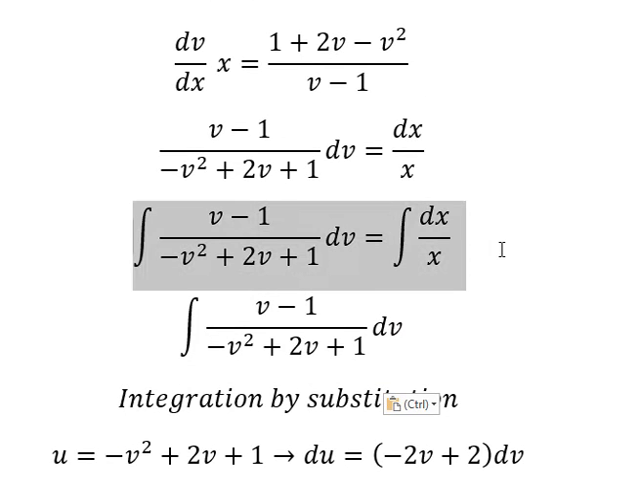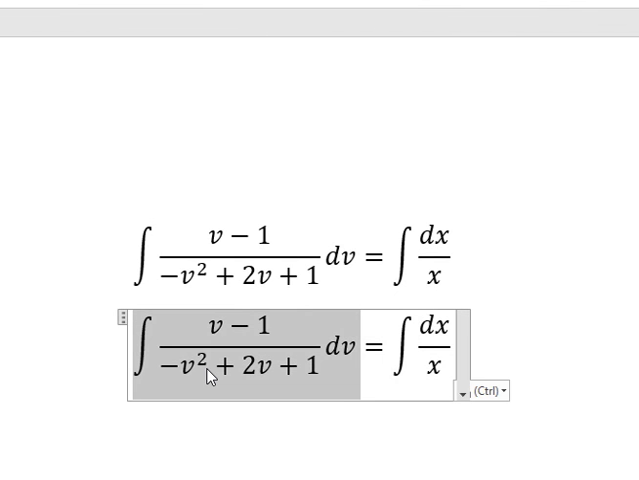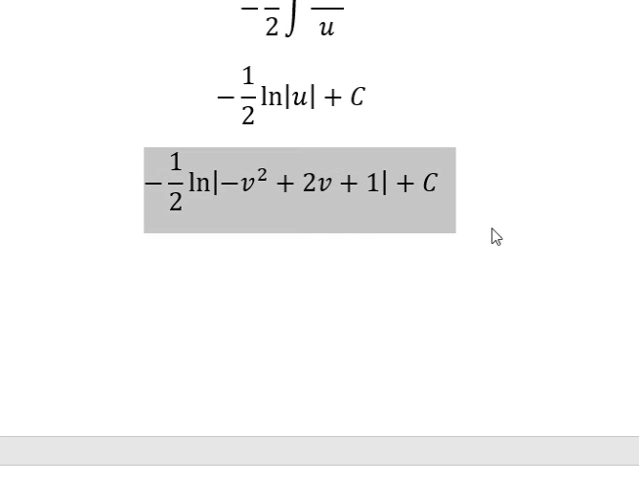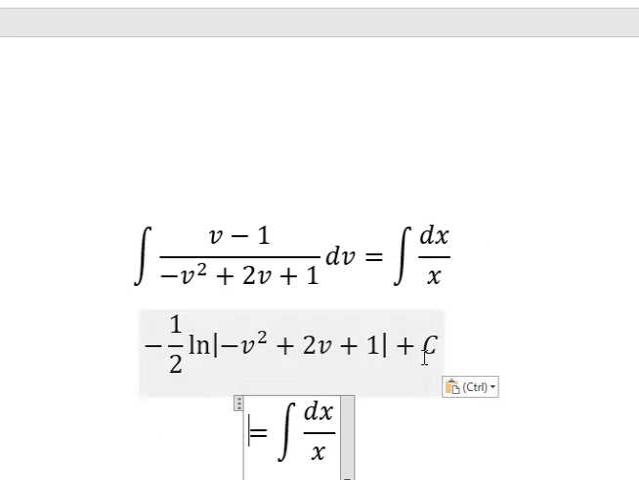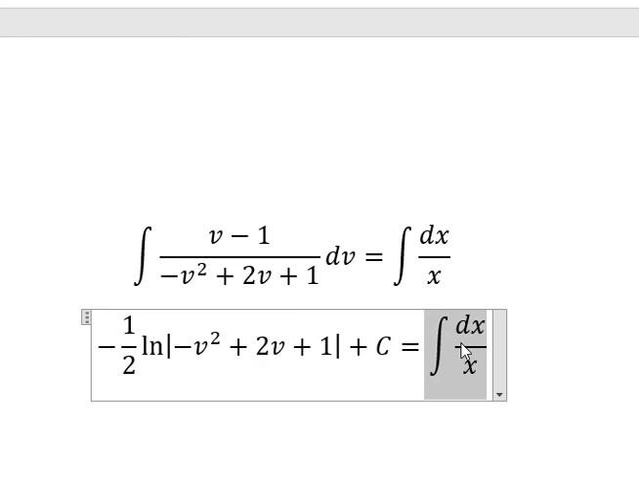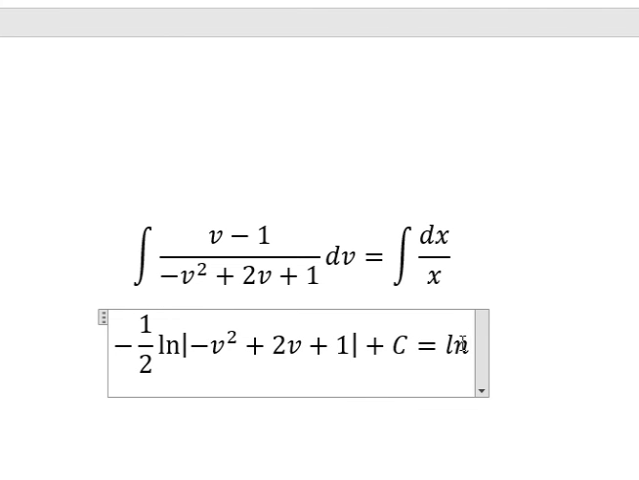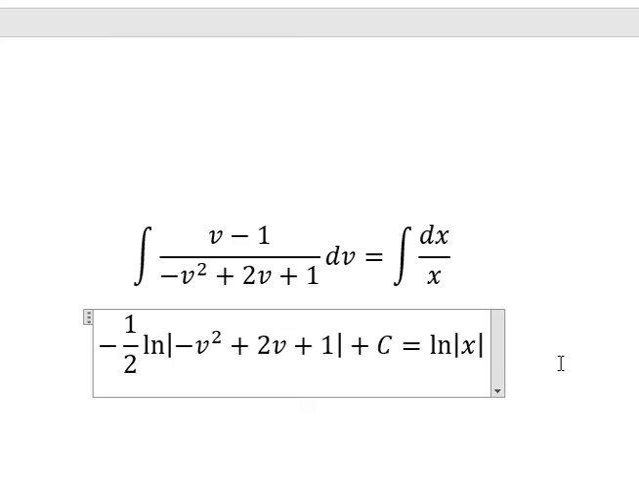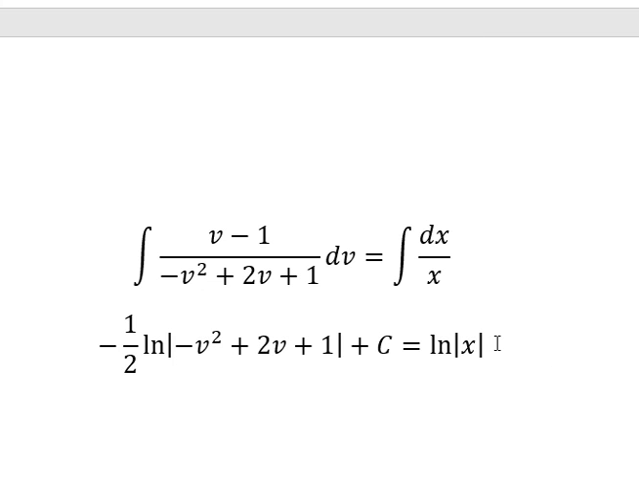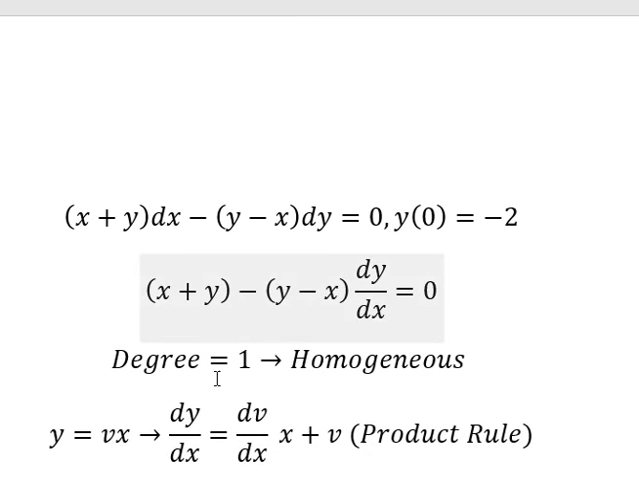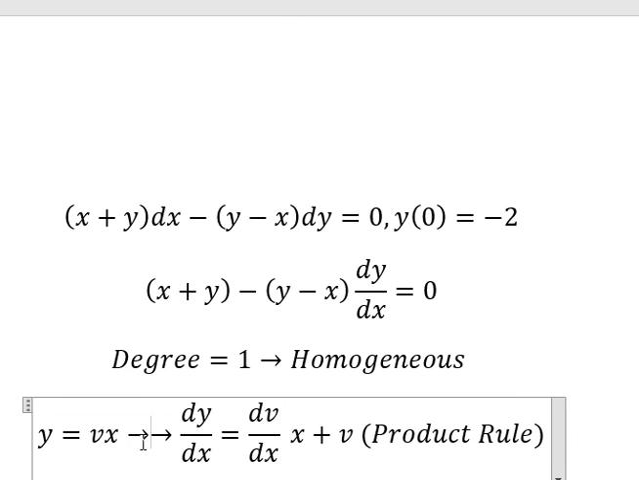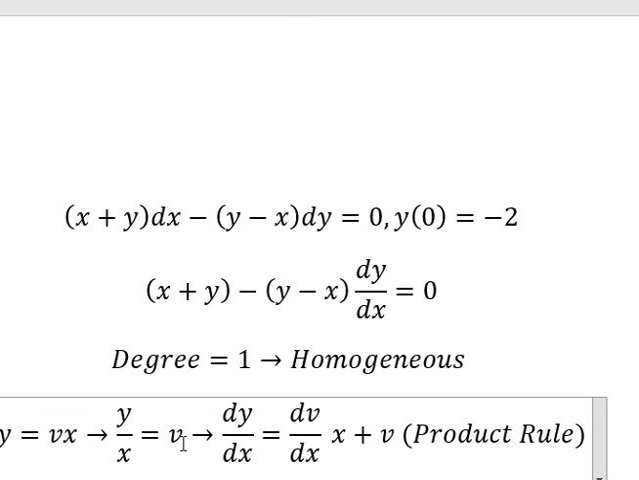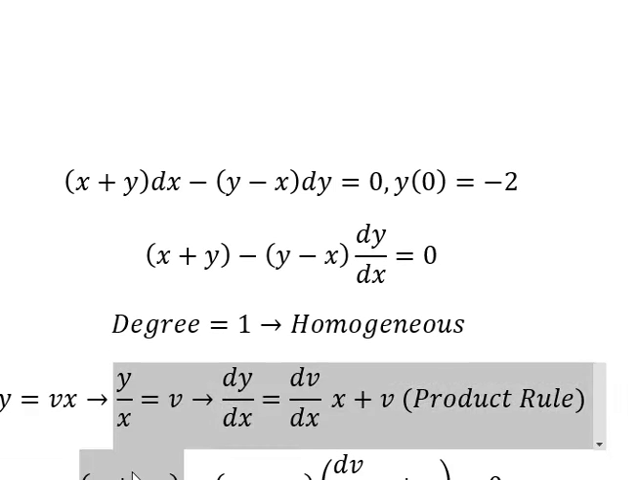Now we go back in here. The integration of this one, that is about this one. About this one in here, that is about ln of the absolute value of x. About v, that is about this one. So we divide both sides by x. And now we need to change v into this one.